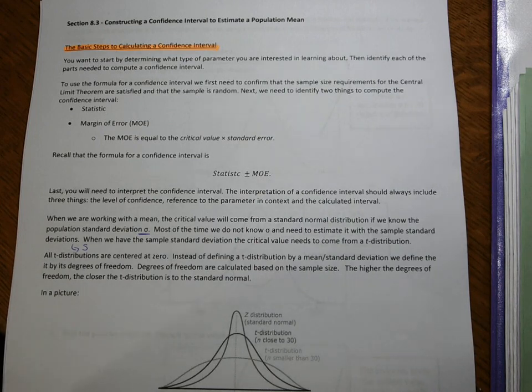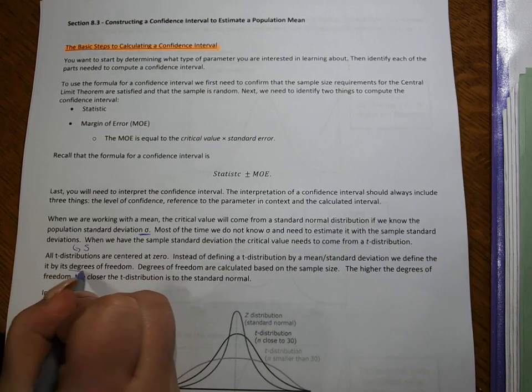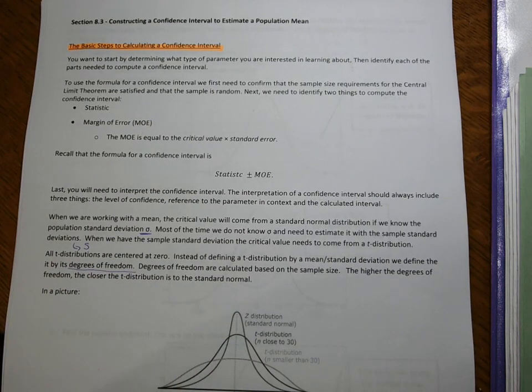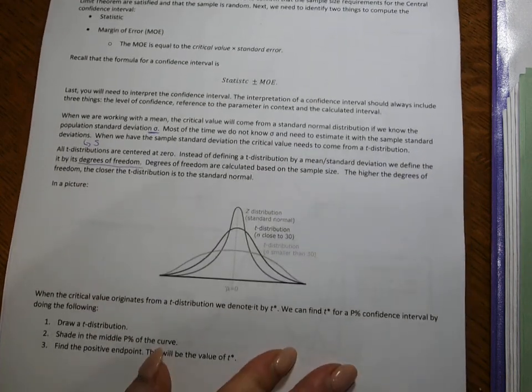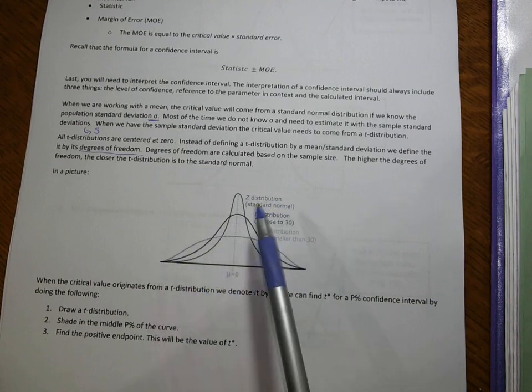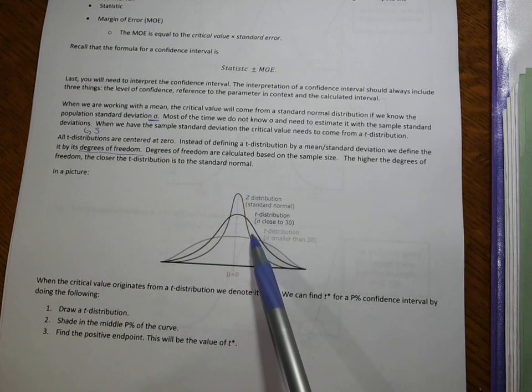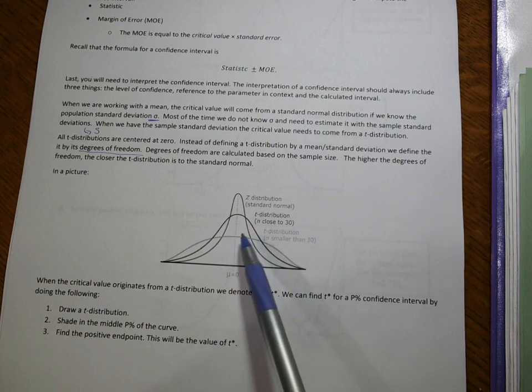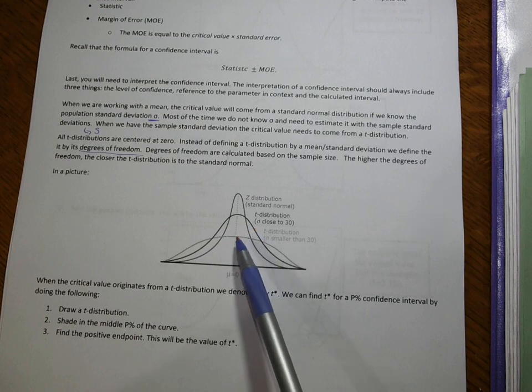Similar to a standard normal distribution, all t-distributions are centered at 0. Instead of defining a t-distribution by a mean and standard deviation, we define it by what is known as degrees of freedom. Degrees of freedom are calculated based on the sample size. The higher the degrees of freedom, the closer the t-distribution becomes to a standard normal. So looking here in the picture, we have a couple different t-distributions. What you'll see here is this top curve represents the z-distribution, or your standard normal. These are two different t-distributions. This t-distribution has an n close to 30, and this one has an n smaller than 30.